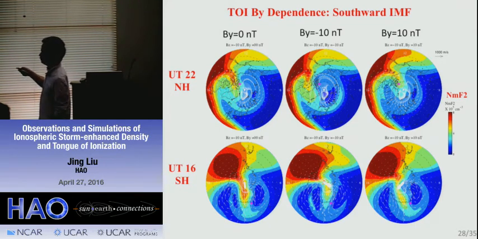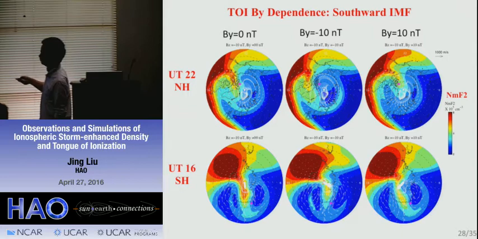Another one: when BY has a negative component, the dawn cell becomes larger, so it pushes the entry region of this TOI into the later local time when compared to this one. This is for the positive BY. The entry region is located at the earlier local time. This is for the northern hemisphere.